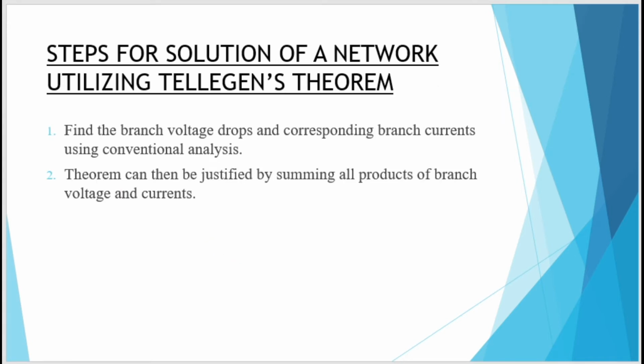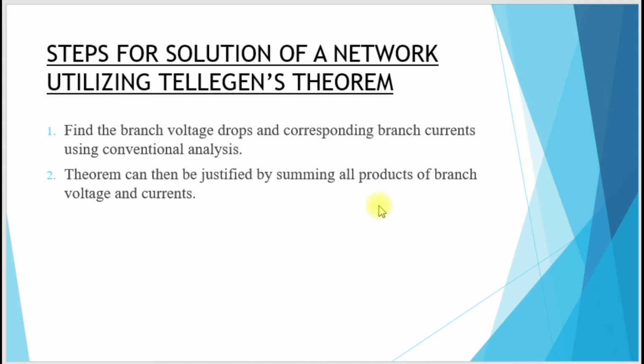Then, the steps for solution of a network using Tellegen's theorem. First, you have to find the branch voltage drops and corresponding branch currents using conventional analysis. The theorem can then be justified by summing all products of branch voltage and currents. Conventional analysis means using either KVL or KCL to find the branch voltage drops and branch currents. Then you sum all products of branch voltage and currents to obtain power, and you verify this theorem.